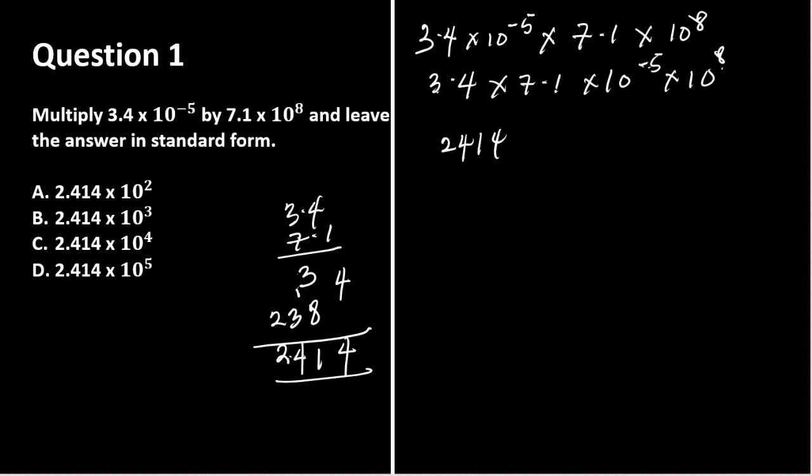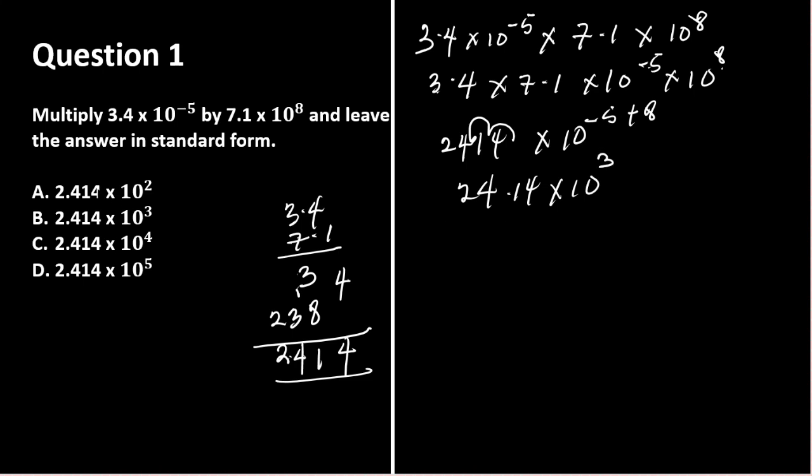Remember that we have a point after 3 and a point after 7. That's 2 decimals. So I'll place my decimals this way. Here's my decimal times 10 raised to power minus 5 plus 8. That's 24.14 times 10 raised to power. From indices, minus 5 plus 8, that's 3.